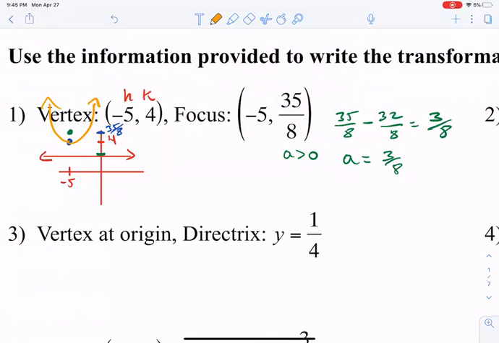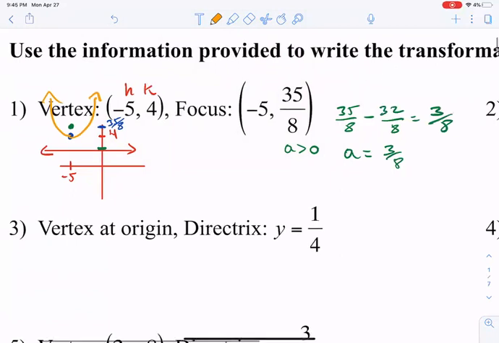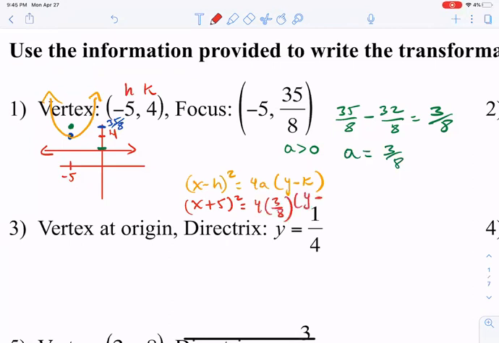So now what you need to do is just write the equation. The equation that I'm gonna use is, because this graph is vertical, I need (x minus h) squared equals 4a (y minus k). And then I just need to plug in the values here. So this is x minus -5, that's x plus 5, squared equals 4 times a, that's gonna be 4 times 3/8. And then this is going to be y minus k, which is 4. If you simplify this, you get (x plus 5) squared equals 3/2 (y minus 4). And that's the answer for this problem.